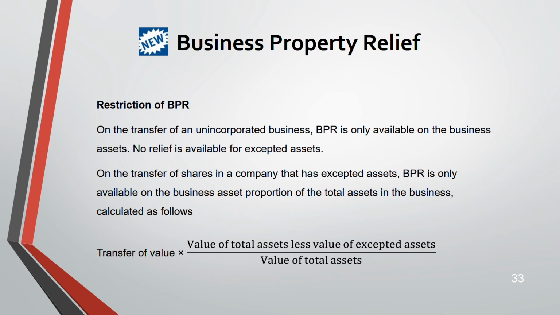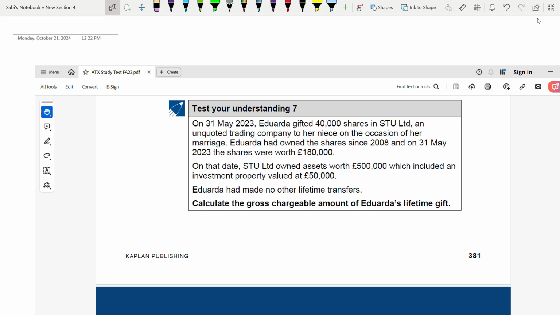Now let us do a question. Test your understanding 7. Calculate the gross chargeable amount of the lifetime gift. On 31st May 2023, she gifted 40,000 shares in an unquoted trading company to her niece on the occasion of her marriage. She has owned the shares since 2008, and on 31st May the shares were worth 180,000. On that date, the company owned assets worth 500,000, including investment properties of 50,000. There are no other lifetime transfers. Remember, it's a gift to her niece. It's a PET.